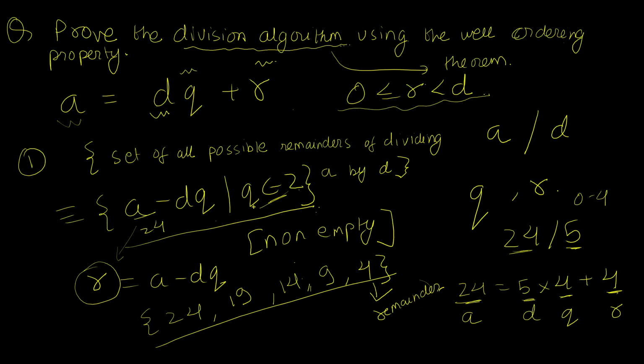So we first take all possible values for the quotient Q, and that gives us all possible values of the remainder. And the least value is the remainder that I'm looking for, and the quotient corresponding to it is the quotient that I'm looking for. Therefore, I've proven that both Q and R exist.